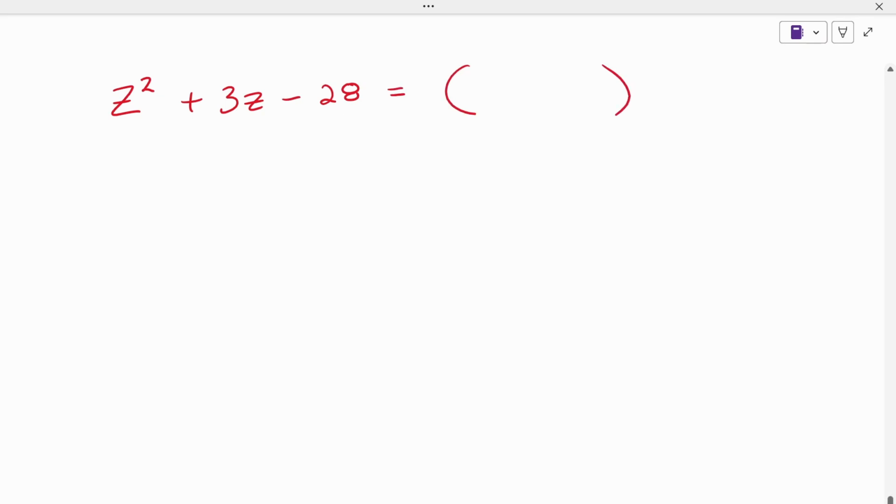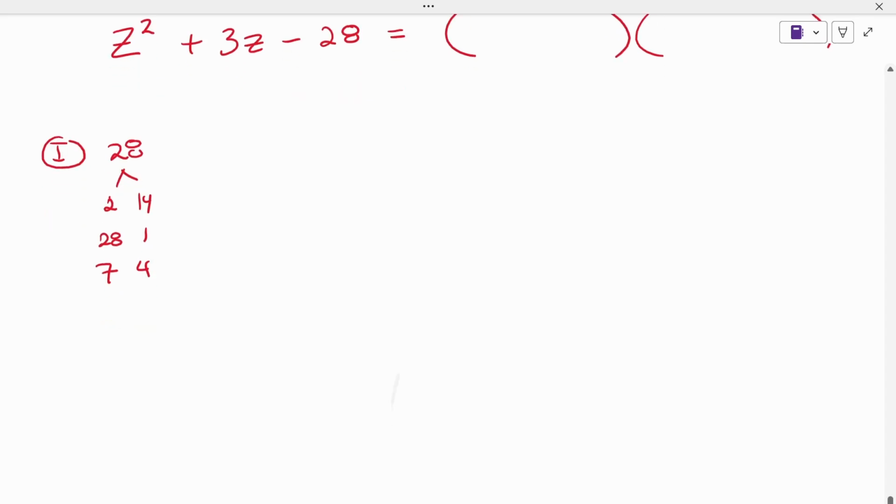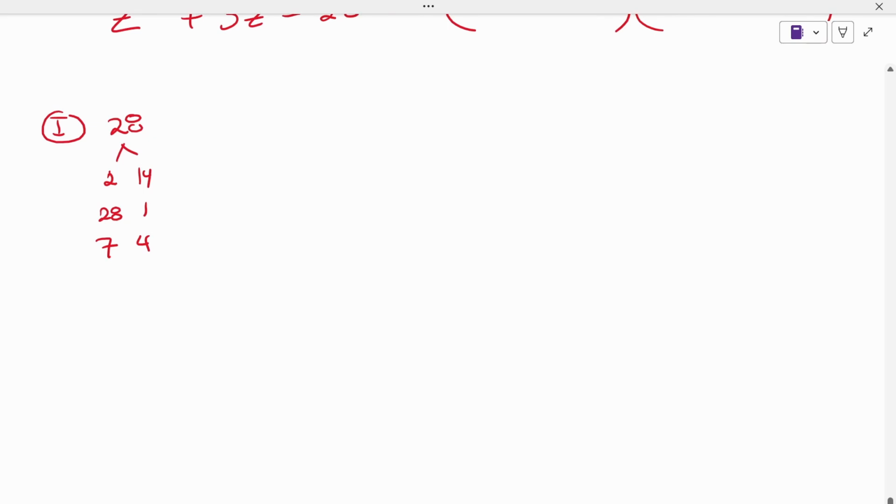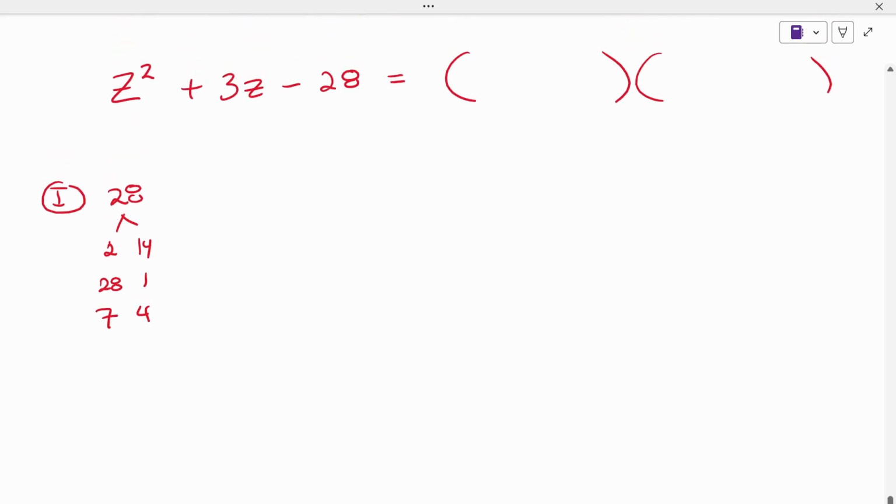And the question is, what are the factors of this polynomial expression? Step one, what we're always going to do when we have a trinomial expression is take the last term and try to find its factors. Note that in this instance, it's pretty straightforward. 28 is the same thing as 2 and 14, 28 and 1, 7 and 4. And I think that's pretty much all of the factors of 28.